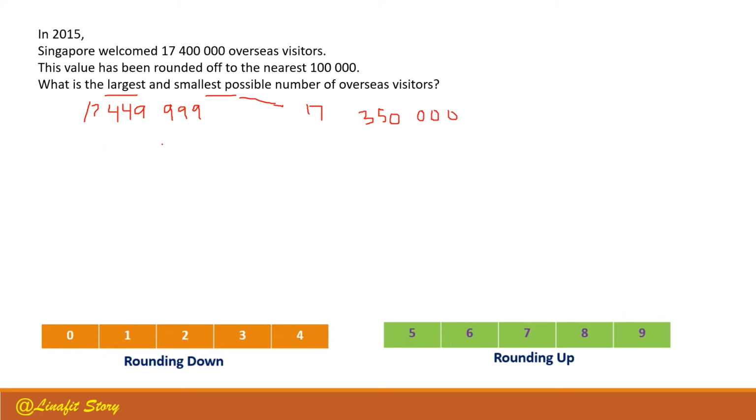So let's check. If you round it off to the nearest 100,000, the next digit after 4 is 4. So we must round down. This is correct. And then let's check the second. If we round it off to the nearest 100,000, 3 is in the 100,000s place. The next digit after 3 is 5. So round up. So 3 plus 1 is 4. And this is also correct.